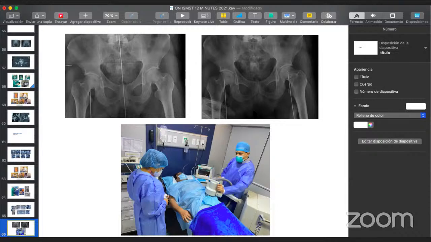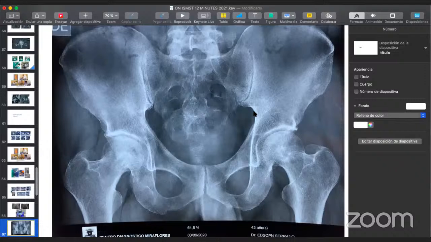The patient still has pain, but it has decreased, and he can perform daily activities normally, but he doesn't want to undergo hip replacement either. Now is the last case. He has 2 years of follow-up of this patient.